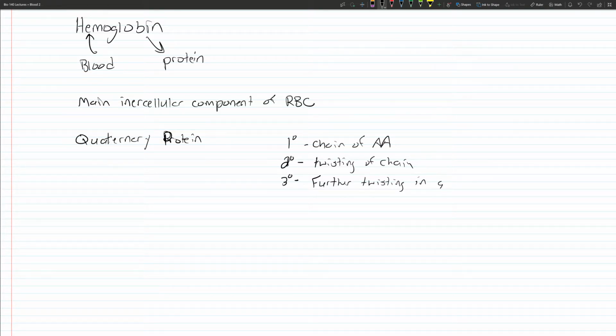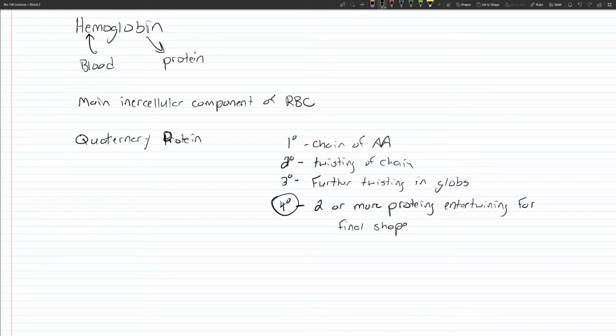Into globs. Okay, makes it globular. And then quaternary, which is right here, this is two or more proteins hooking up, basically intertwining for final shape. Okay, so those are the four.